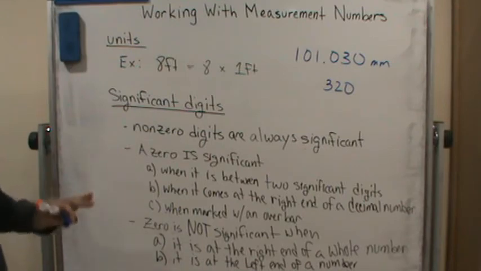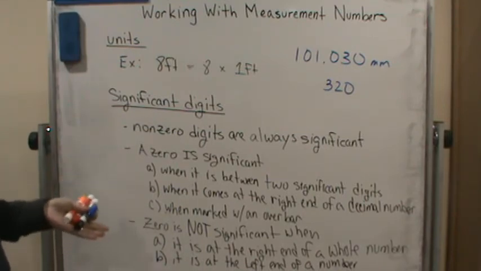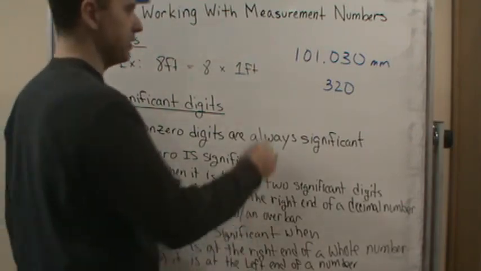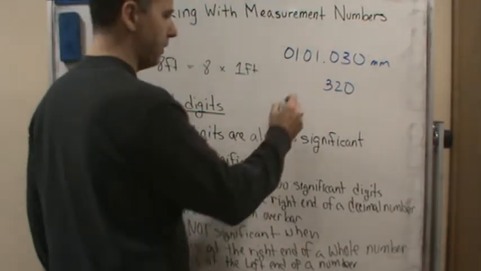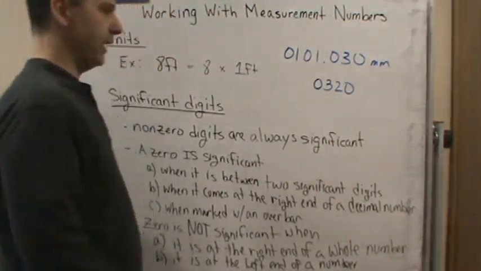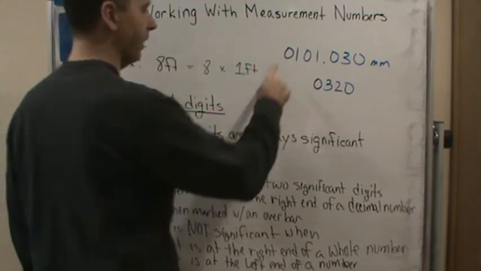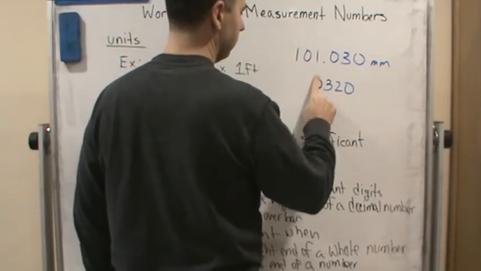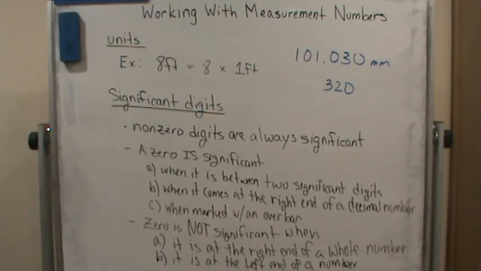Also, zero is never significant if it's at the left end of any number. If I put a zero at the beginning of this number, or at the beginning of this number, that does nothing for the number. It does not add accuracy or anything. So that zero is insignificant. It's not significant, so we don't need it. It doesn't do anything for our measurement as far as accuracy or precision.